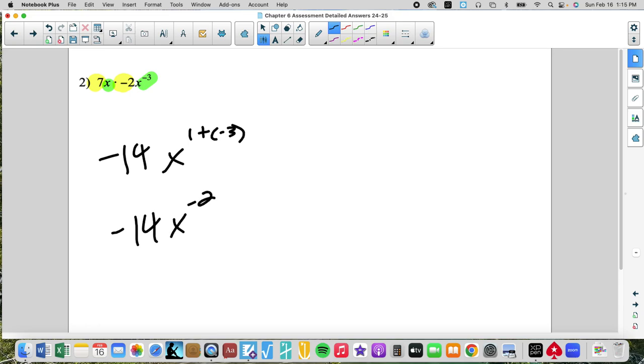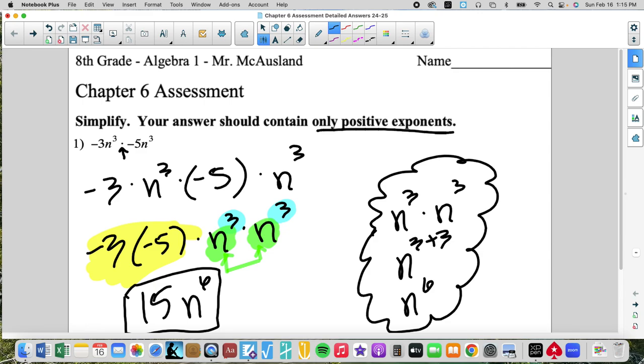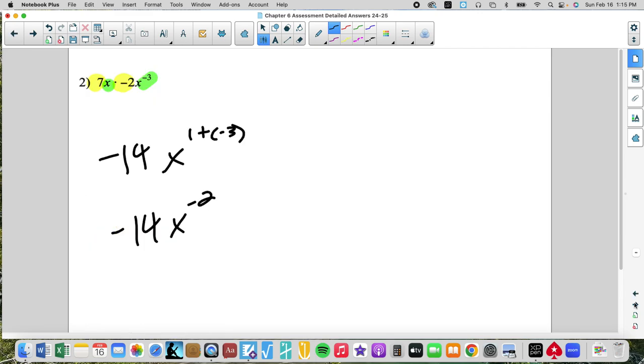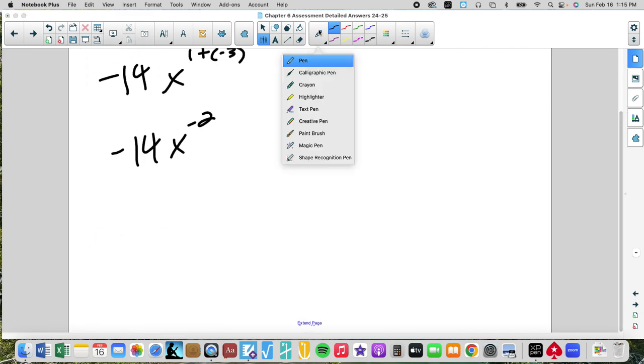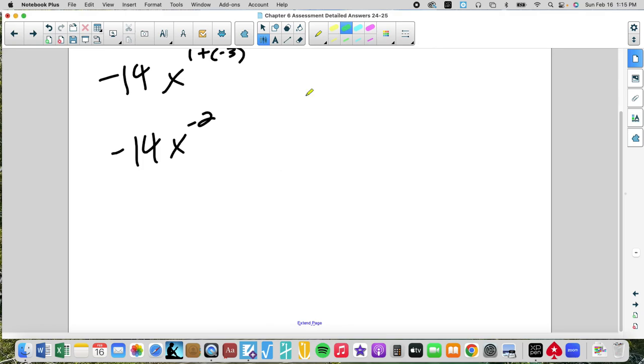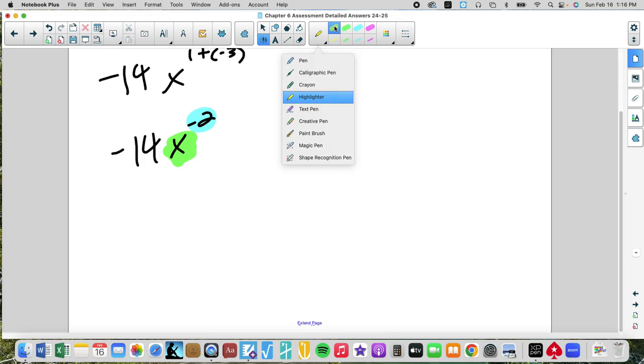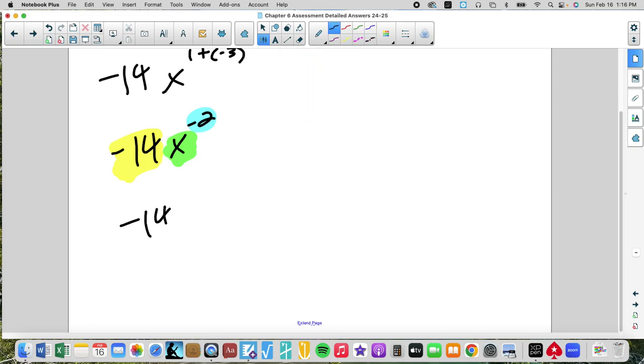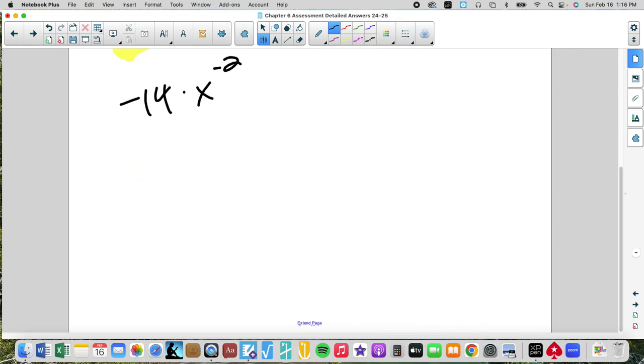Now it says in the directions only positive exponents, so we would need to move that. What is the base of that negative exponent? The base is just x. The -14 is the coefficient. That's not being affected by the -2 exponent. Remember, this is -14 times x to the -2. So the only thing we have to do is move the base of the negative exponent.